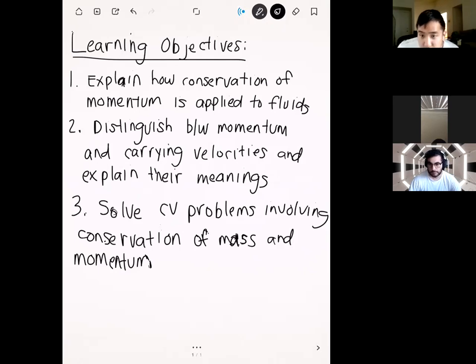Question. For learning objective 3, control volume. CV is control volume. Yeah, CV is always control volume.